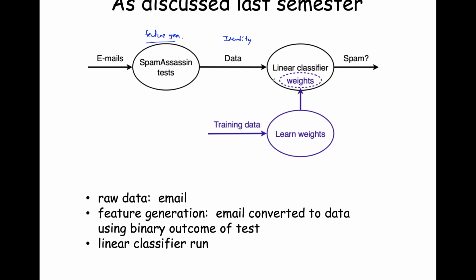So now we have our linear classifier consisting of a bunch of weights, and now given a set of training examples, we now learn the correct weights, W0, W1, from that threshold 5 example we had. That separates the classes well relative to the ground truth assignment of categories. And so our raw data is our email. Our feature generation is the email converted to data using these binary outcomes from the SpamAssassin tests. And then our linear classifier, we run that.